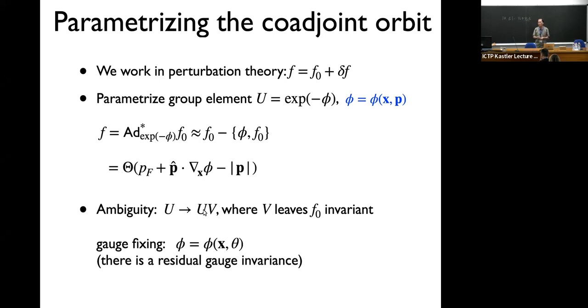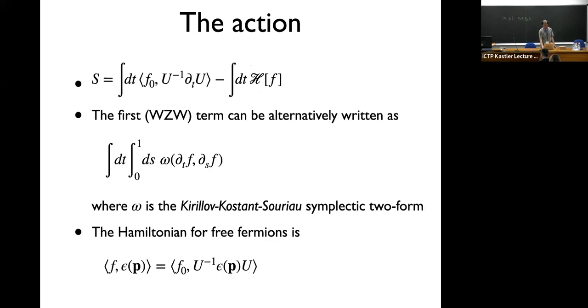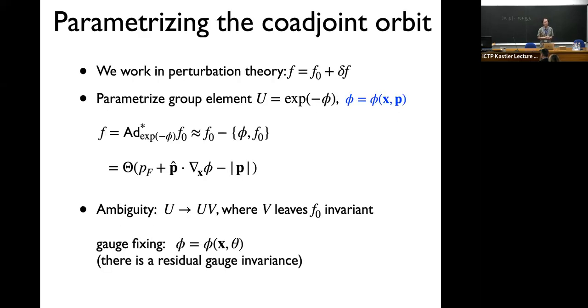And this procedure allows us to do a gauge fixing in our phi. In particular, one can think about phi as not a function of x and p, but only a function of x and the direction of p. We can assume that phi is the same at all points along a radial direction in p. It depends only on the angle parameter of p. And so phi is now a function of only x and theta. And that's how a scalar field at each point in the Fermi surface appears in this formalism.